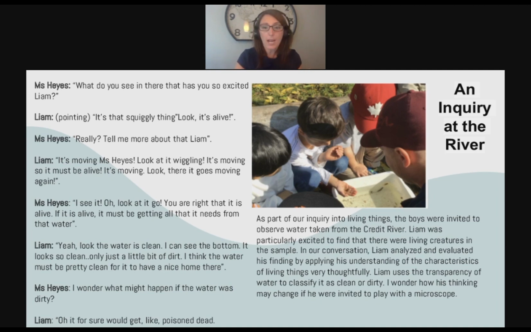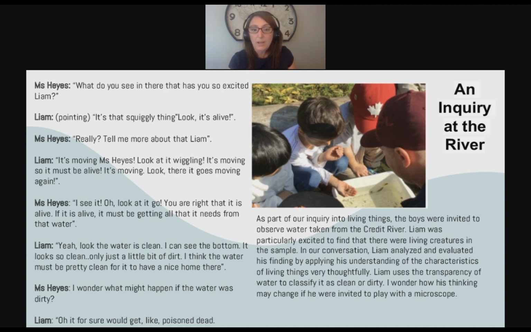So here's what happened in this piece of documentation. I say, what do you see there that has you so excited, Liam? And Liam's pointing, and he says, it's that squiggly thing. Look, it's alive. And I said, really? Tell me more about that, Liam. And he said, it's moving, Miss Hayes. Look at it wiggling. It's moving, so it must be alive. It's moving. Look, there it goes, moving again. And I say, I see it. Oh, look at it go. You were right that it is alive.